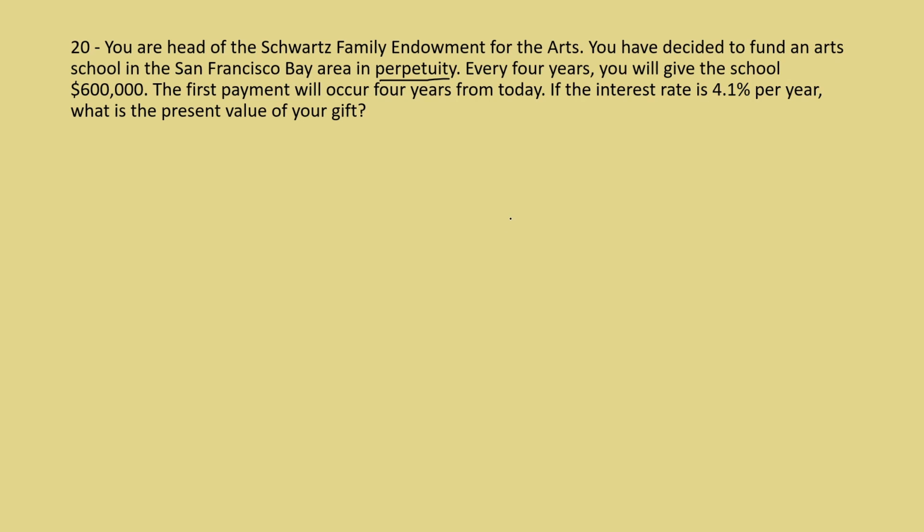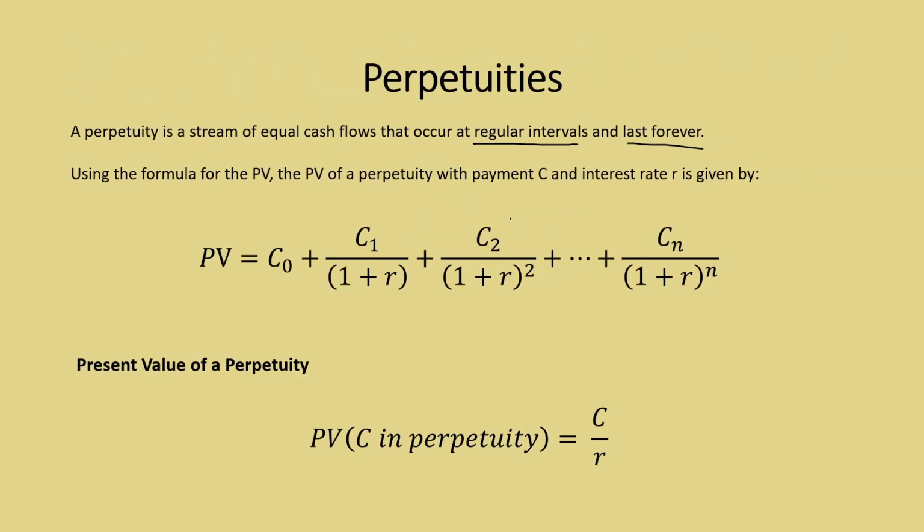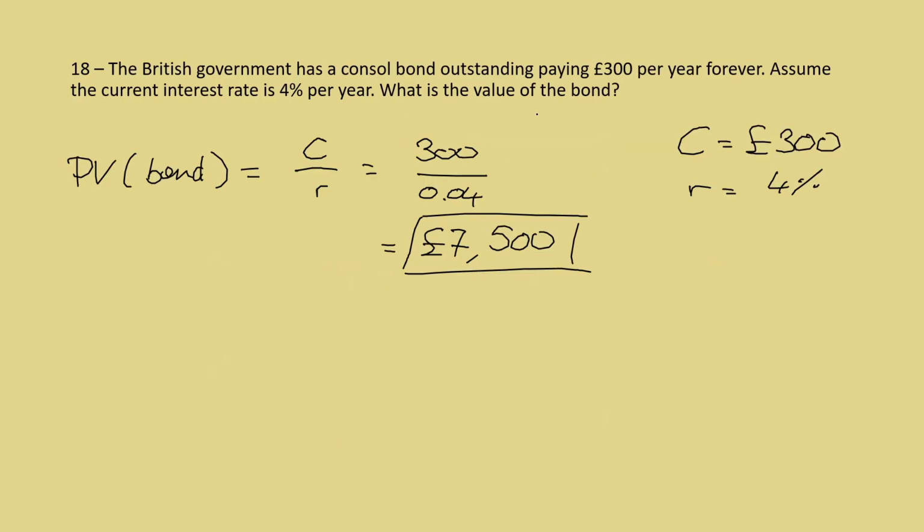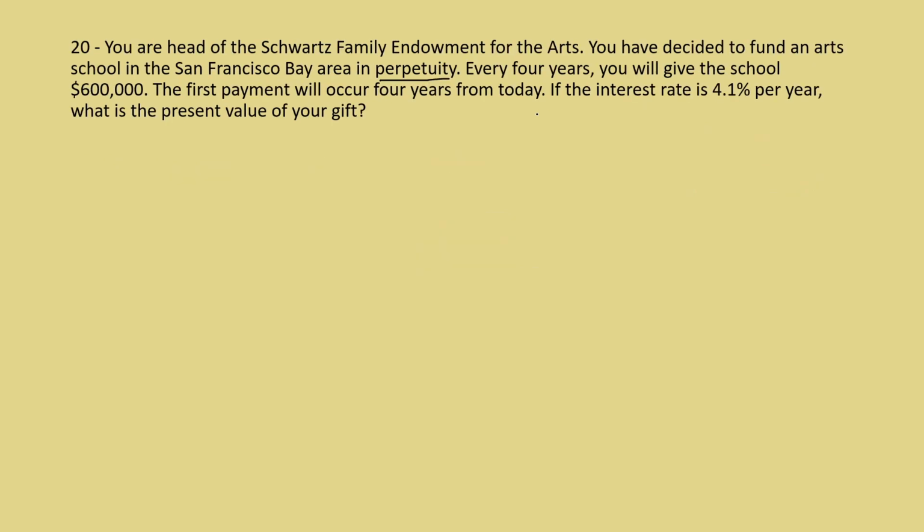Now remember, in the first slide, I said that the regular intervals was important. The reason I said this is because it's not always per year, okay? So in this question, for instance, we can see that the regular interval, in this case, is every 4 years, right? Because it says every 4 years, you will give to the school 600,000.